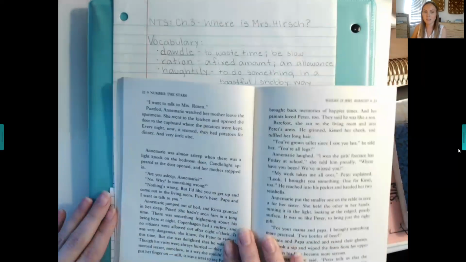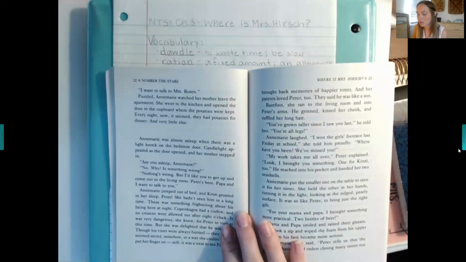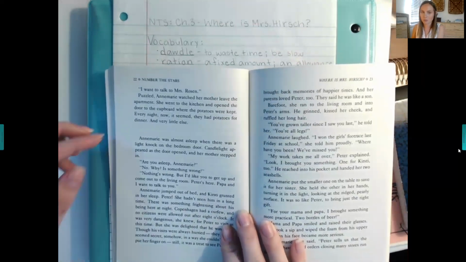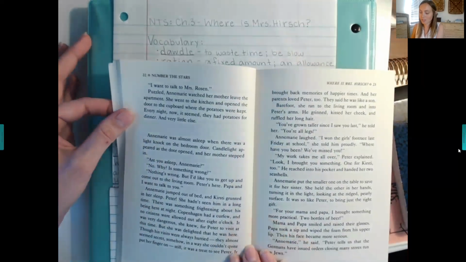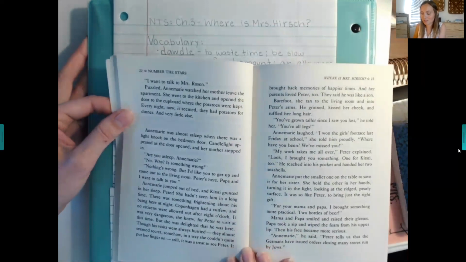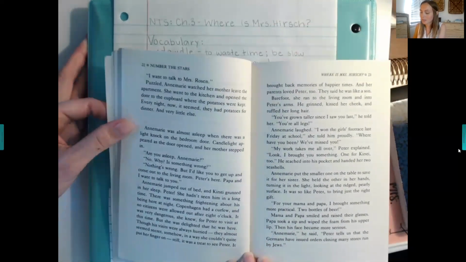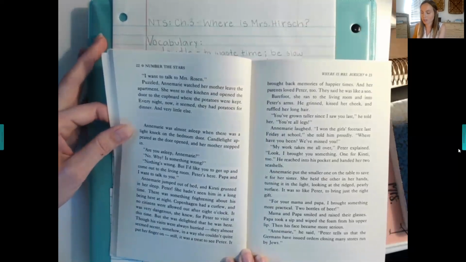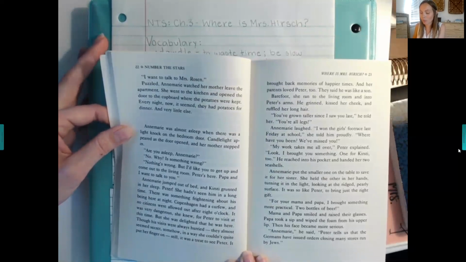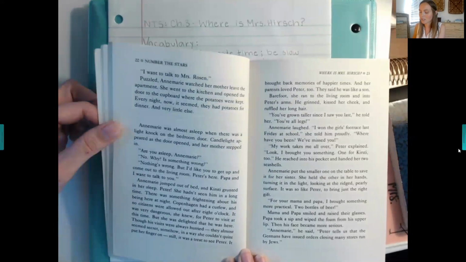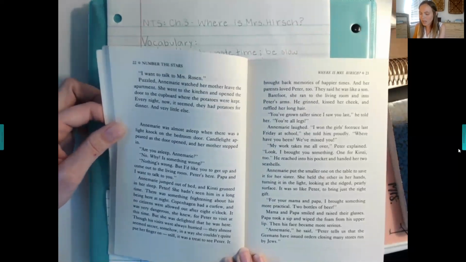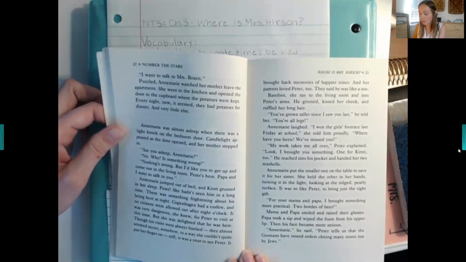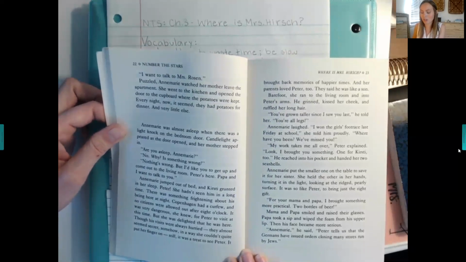"I want to talk to Mrs. Rosen." Puzzled, Anne-Marie watched her mother leave the apartment. She went to the kitchen and opened the door to the cupboard where the potatoes were kept. Every night now, it seemed, they had potatoes for dinner and very little else. Anne-Marie was almost asleep when there was a light knock on the bedroom door. Candlelight appeared as the door opened and her mother stepped in. "Are you asleep, Anne-Marie?" "No, why? Is something wrong?" "Nothing's wrong, but I'd like you to get up and come out to the living room. Peter's here. Papa and I want to talk to you."